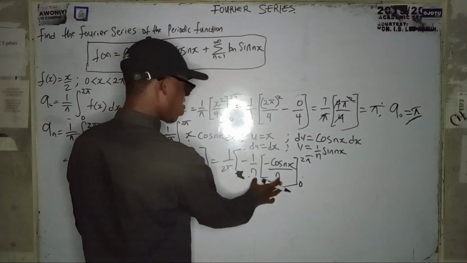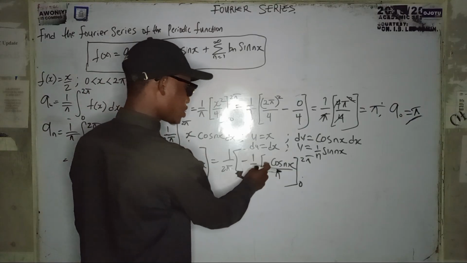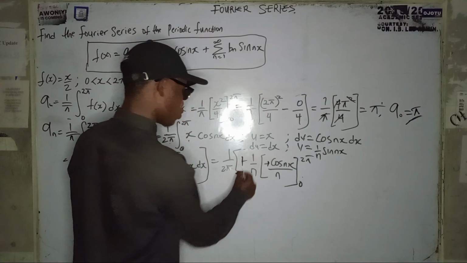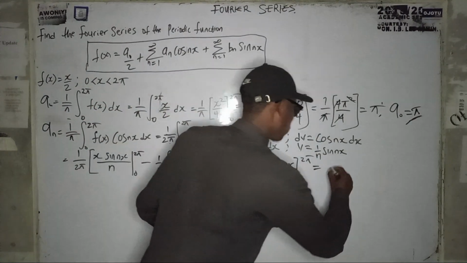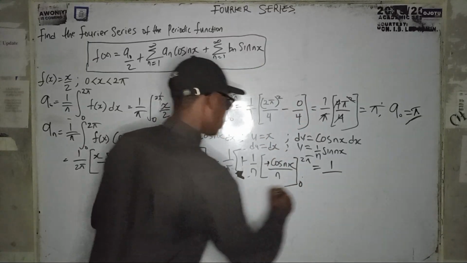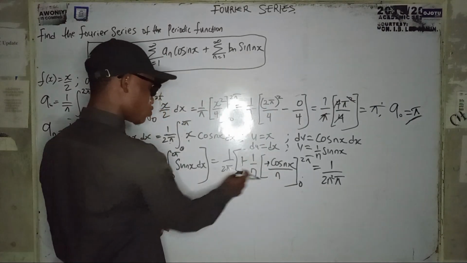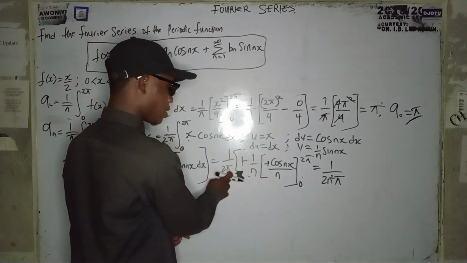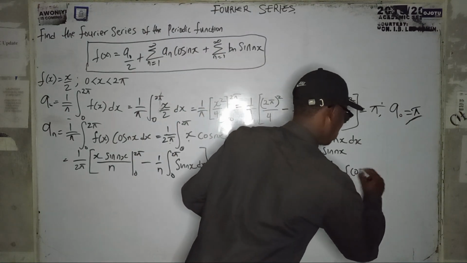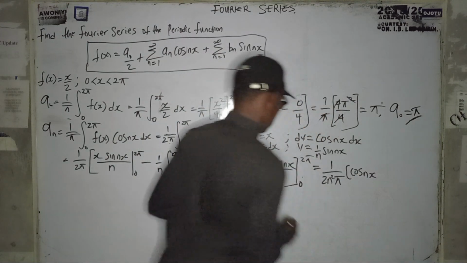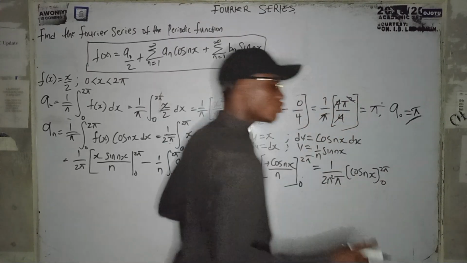So we can bring out this 2n here, we can bring it out with the negative value. The negative value multiplied by this one would cancel each other. So therefore this will be equal to 1 over 2n squared pi. 1 over 2, the n that is n squared, and we have our pi. Then we have our cos nx here, cos nx from 0 to 2 pi.